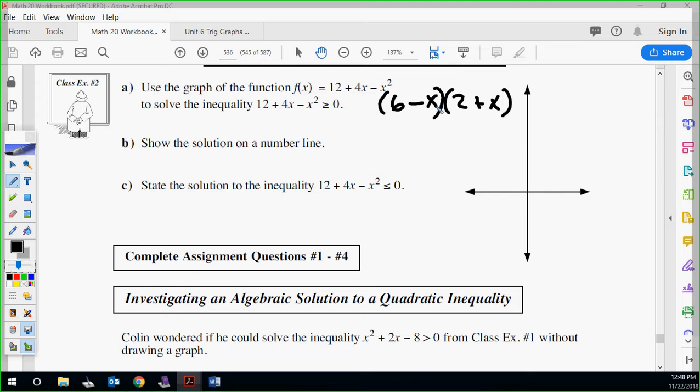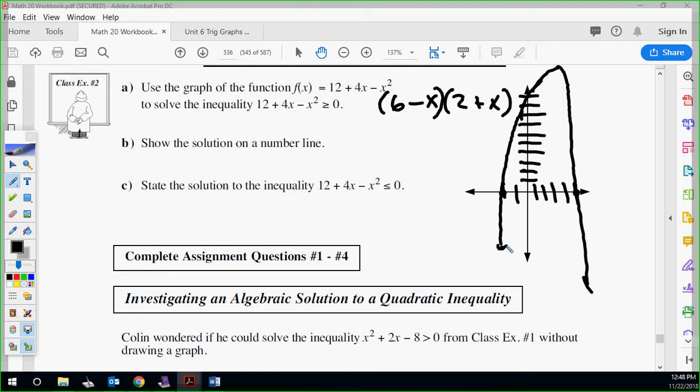Yeah, it's still a negative x squared. I don't like that. What you could do is pull a negative out. That could still work. Okay, but I see here my solutions are at 6 and negative 2. So here they are. It goes through 12, and it's downward. It's looking like this. Something like that.